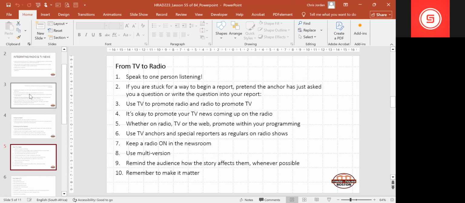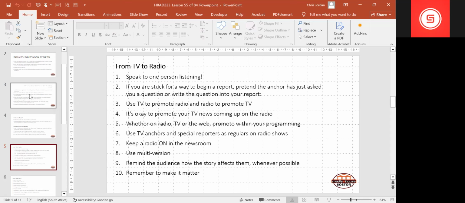If you are stuck for a way to begin a report, pretend that the anchor has just asked you a question, or write the question into your report. This point is actually quite common, but it's very rarely shared with professionals. It came from a consultant who said to me, do you want to talk naturally? From that you'll understand pace and energy.